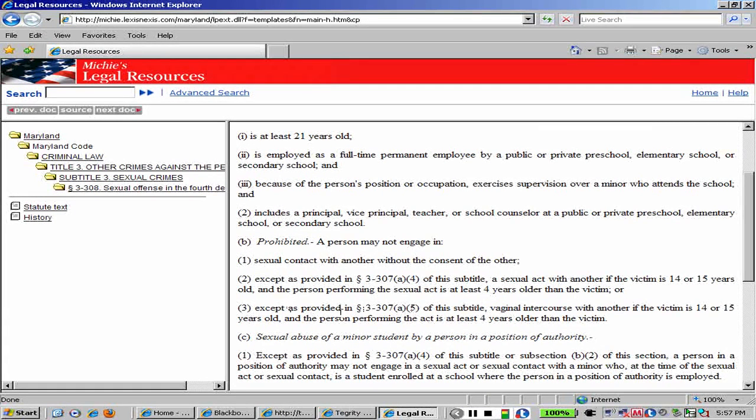However, this information here goes to statutory rape, which is defined in your book. Please understand that the charge is not statutory rape. The charge would be sexual offense in the fourth degree or sexual offense in the third degree, but you have to look at all of the elements. What did the person do? And if you get confused between sexual contact, sexual act, or vaginal intercourse, then go back and revisit the definitions, which is 3-301.